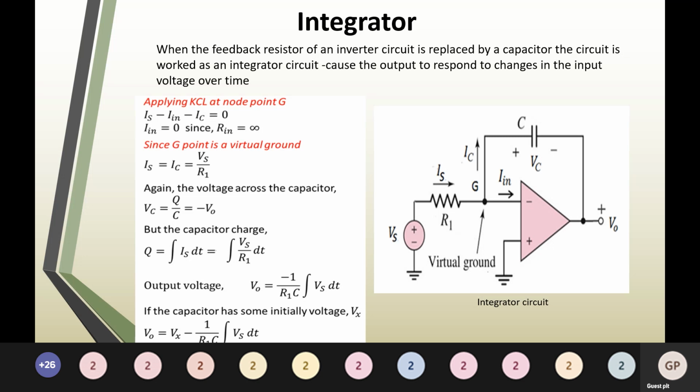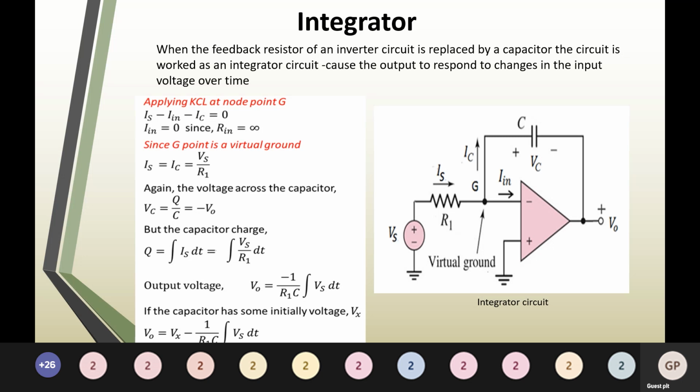With respect to node G, if you write the KCL, the total current at this node is equal to zero. Is flows into the node, and we have two currents flowing out of the node, IC and IN. So we can write Is minus IN minus IC is equal to zero. Since Is flows into the node and these two flow out, you have this minus sign. As I said, this node G is at virtual ground, so the voltage at this point is equal to zero.